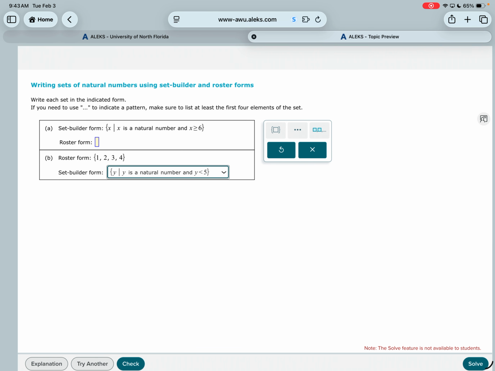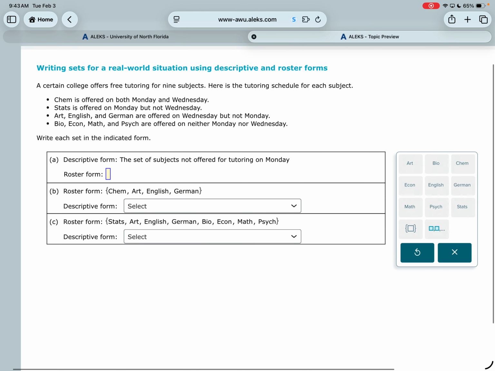All right, moving into another real world one. This one's kind of a pain, but you just got to read this. And again, this is the thought process here why we do something like this in this class. You may not write all this out and write it in set form, but it's just the thought process of reading all these. So here, I'll read these real quick. Kim is offered on both Monday and Wednesday. So what are we doing? Tutoring. So Kim is offered on Monday and Wednesday. Stats is offered on Monday, but not Wednesday. Art, English, and German are offered on Wednesday, but not Monday. Bio, Econ, Math, and Psych are offered on neither Monday nor Wednesday.